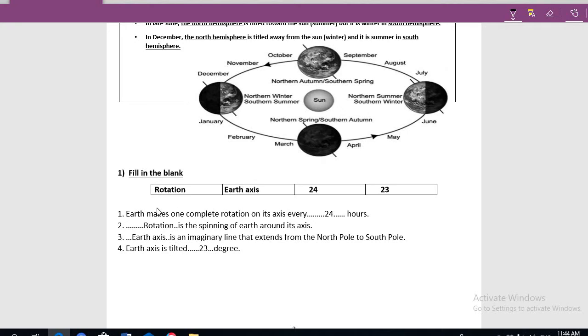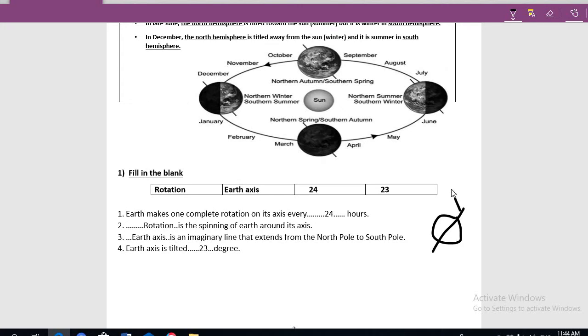First question, fill in the blank. Earth makes one complete rotation on its axis every 24 hours. So when the Earth rotates on its axis, the time it takes to make one complete rotation is 24 hours. So what is meant by rotation? Rotation is the spinning of Earth around its axis. When the Earth spins on its axis, it is called rotation.